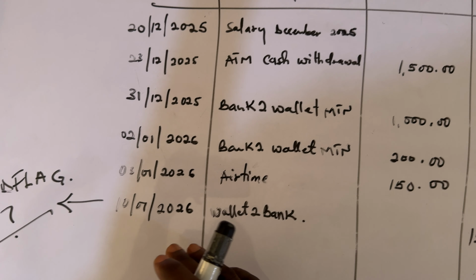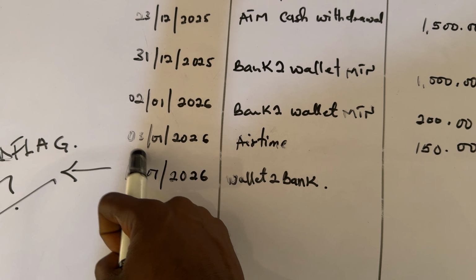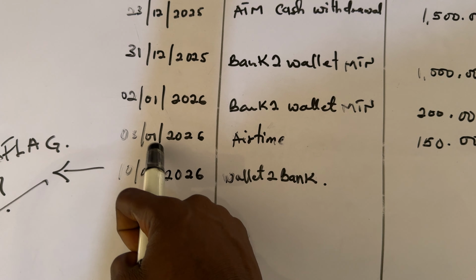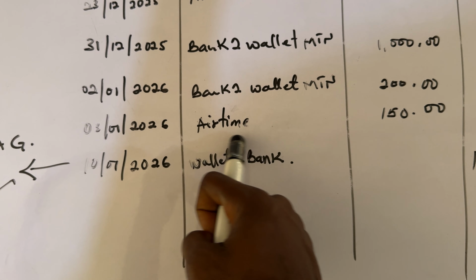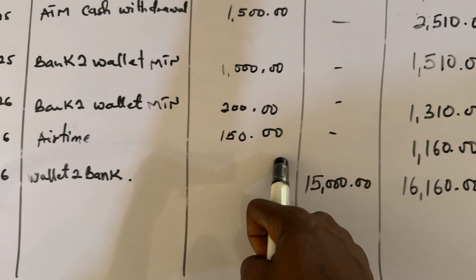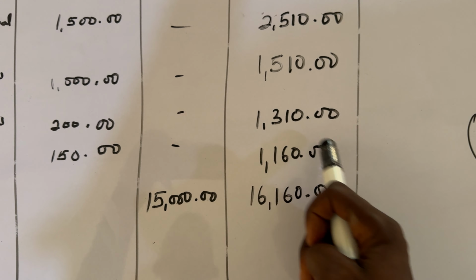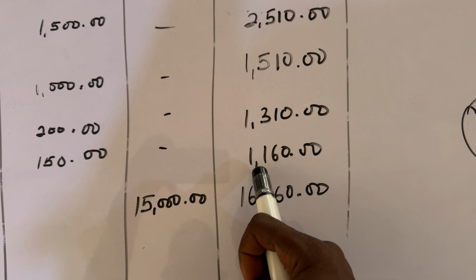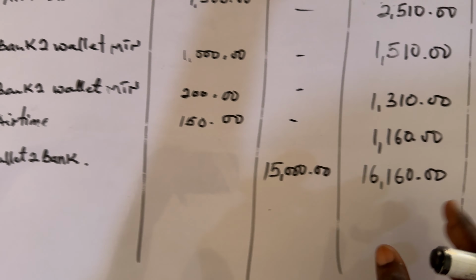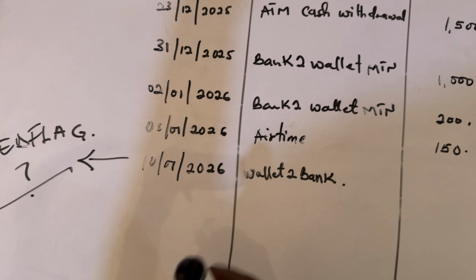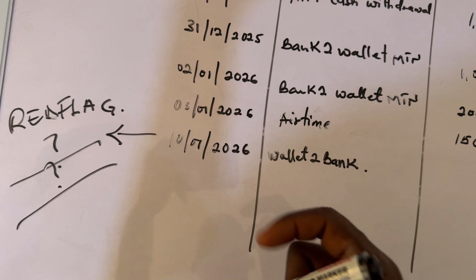So now I will explain the red flag here. There's a red flag here. What happened? On the 3rd of January 2026, you purchase airtime of 150. So there's going to be a deduction once again, and your money goes down to 1,160 Ghana cedis, or whichever currency. Now let's explain this red flag. This red flag is going to tell you why the embassy may refuse your visa.